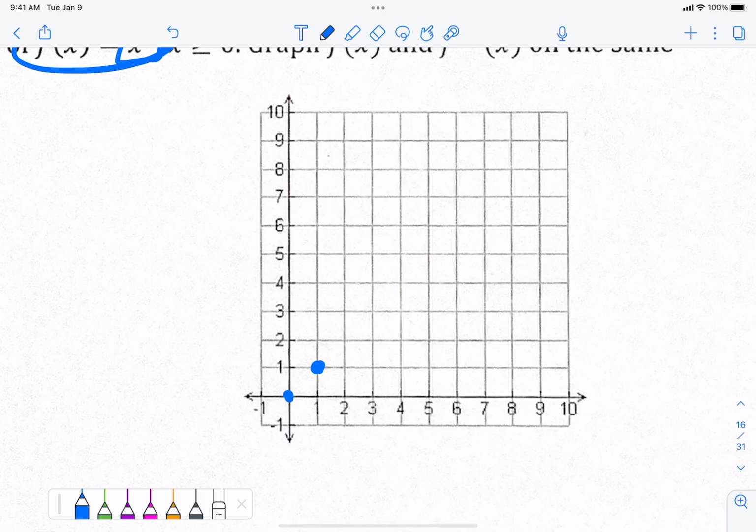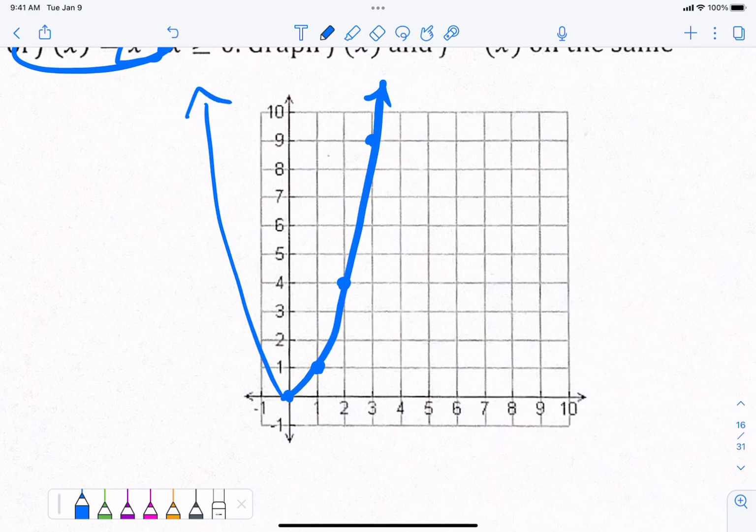If I do 1 squared, it's 1, 2 squared is 4, 3 squared is 9, right? This would be half of the parabola and it'd go this direction as well, right? But they're only giving me one quadrant. On a test, that's what the square root function looks like. If I'm going to do just one half of the parabola, fine. That's okay.